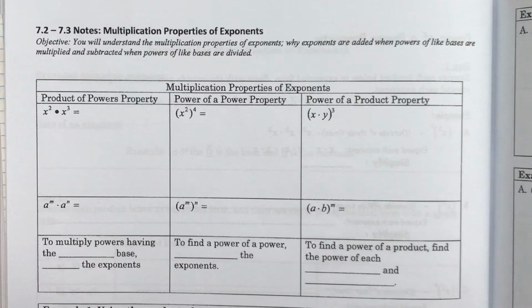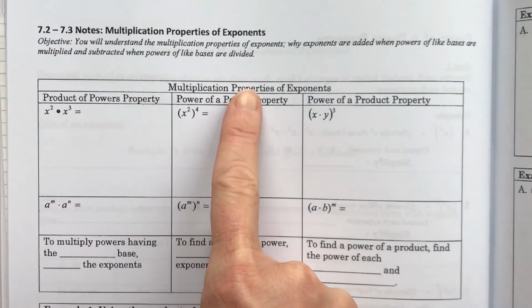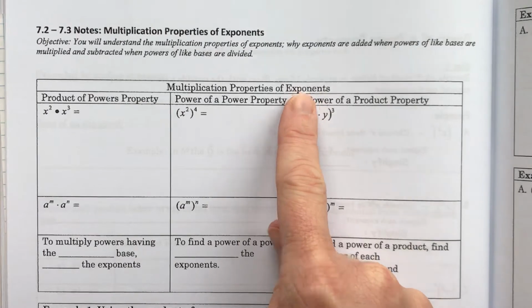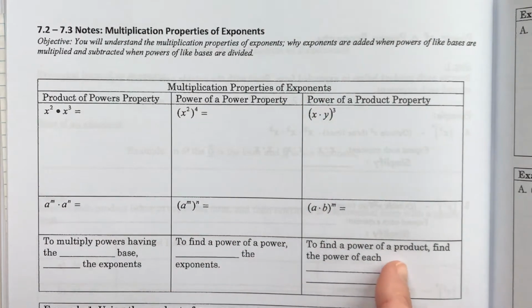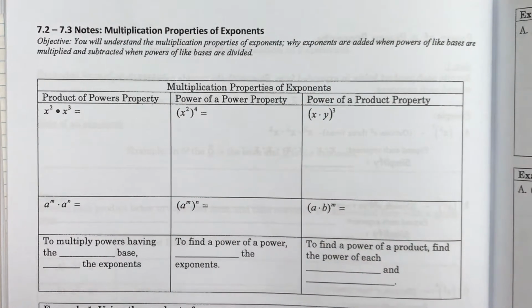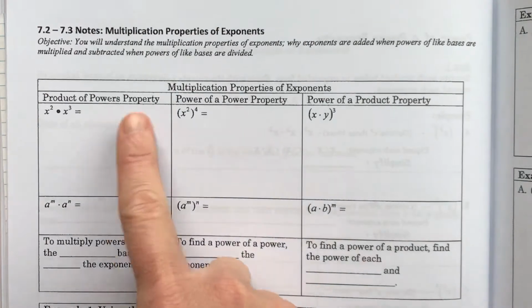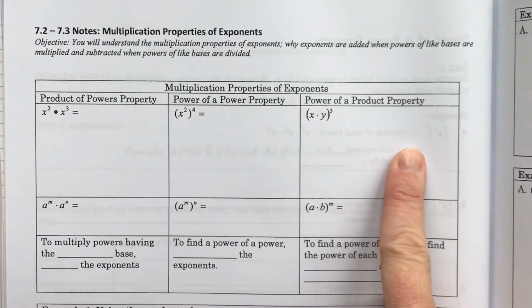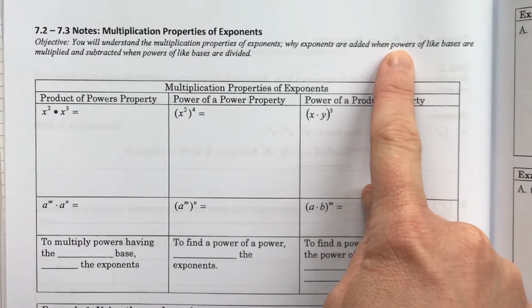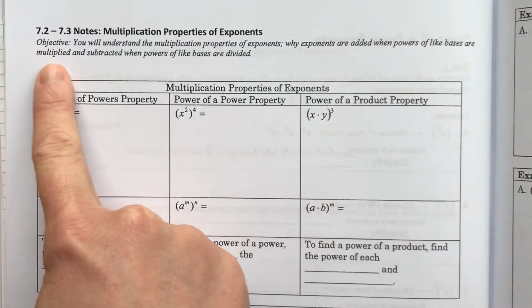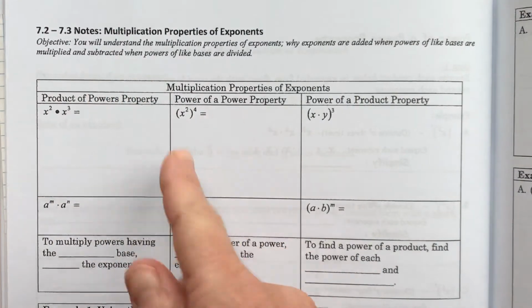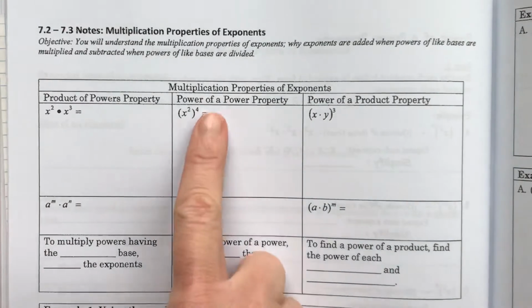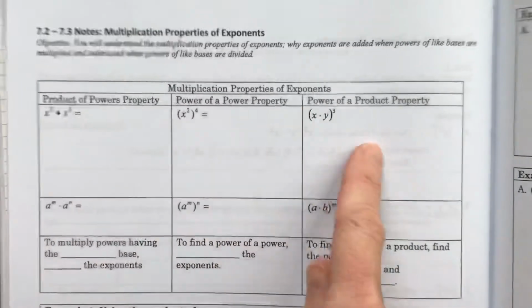In this video, I'm going to show you the multiplication properties of exponents and then some examples to go along with it. So hopefully by the end of this series of videos, you'll understand what the multiplication properties are and then why exponents are added when powers of like bases are multiplied, or subtracted, or even multiplied. So we'll talk about that.